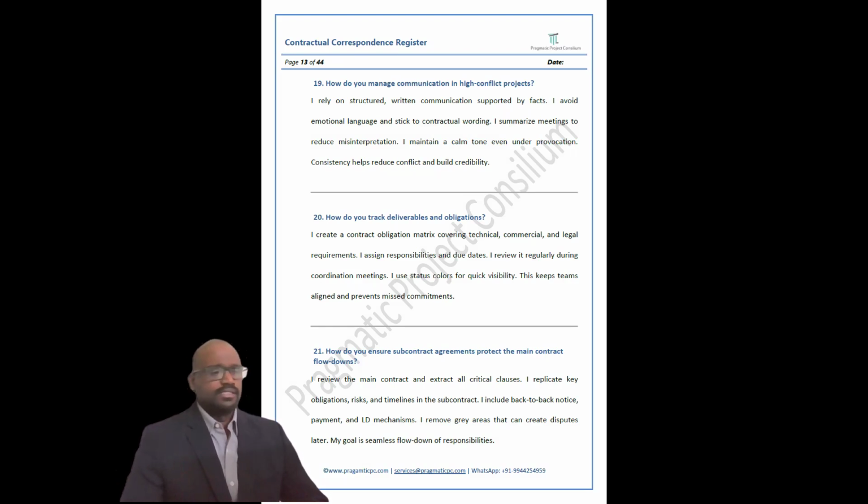If you want to maintain a smooth relationship with your subcontractors, have a contingency period, so that at least you can pay them when it is accepted between both parties. So try to remove the gray areas and keep it black and white. My goal will be a seamless flow-down of responsibilities.